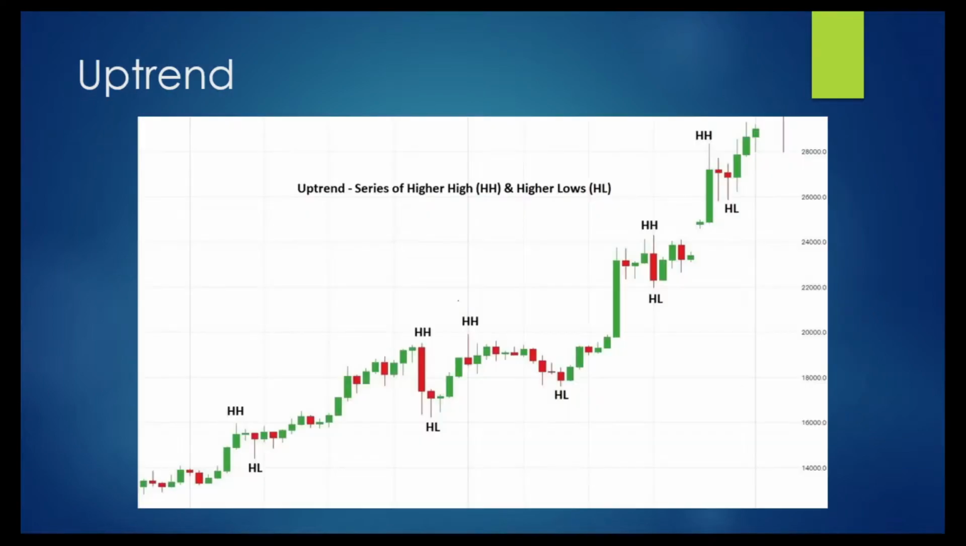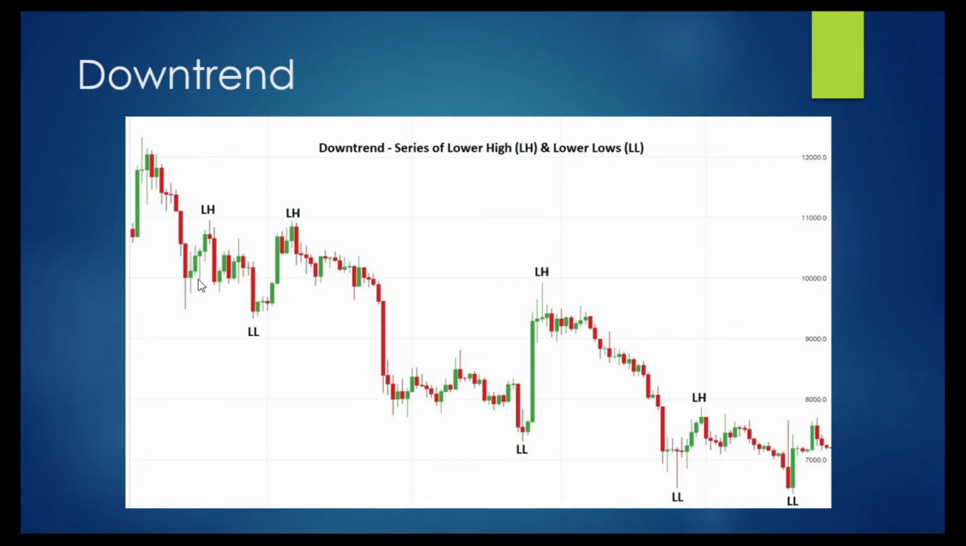An uptrend is where the price shows a series of higher highs and higher lows. So as you can see here, higher high, higher low, higher high, higher low, higher high, higher low, and so on. While a downtrend is a series of lower highs and lower lows. Lower high, lower low, lower high, lower low.